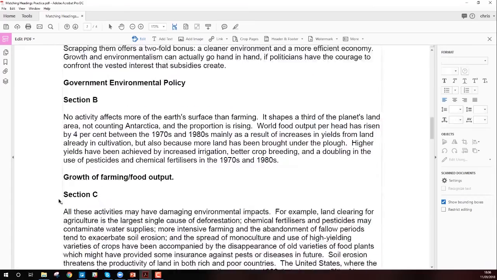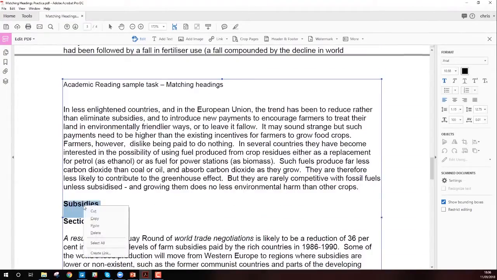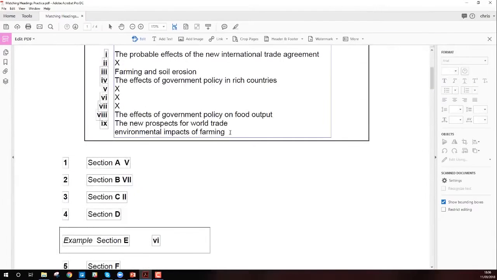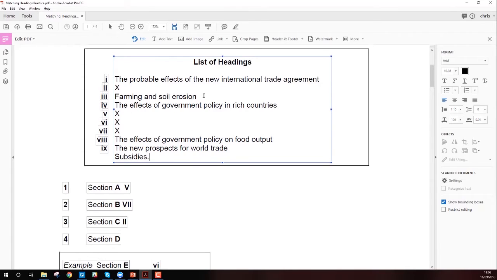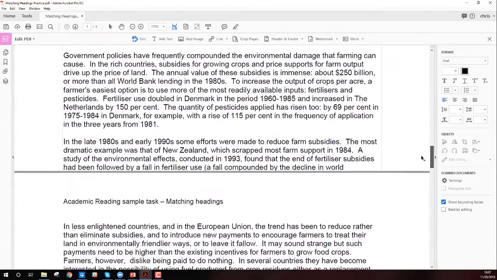Okay, D. What was D? Very long one. Subsidies. So, subsidies, no, no, no, no, no. Okay, so this is one that just doesn't match up. So what we need to do is go back and have another look.